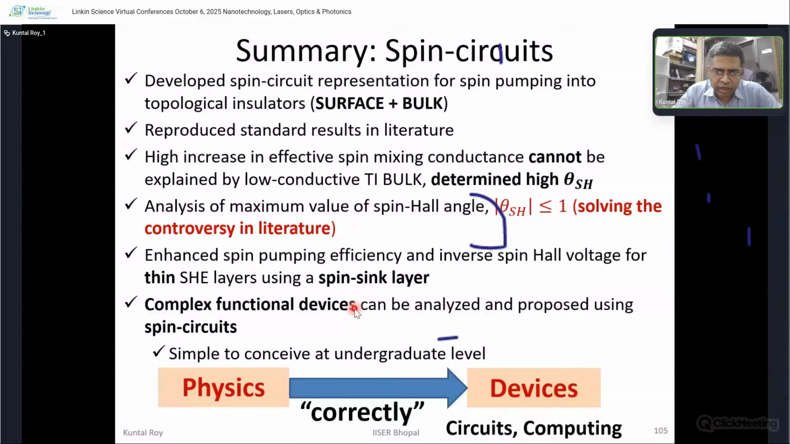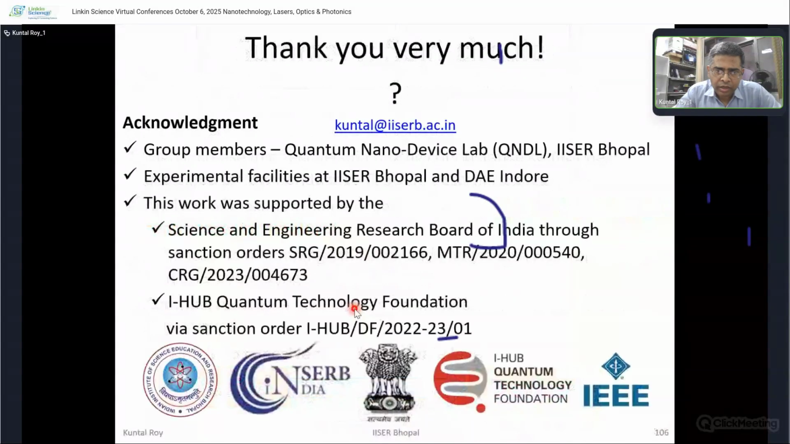Okay, so this brings me to the summary. Basically, we are putting the physics into devices correctly, so that it is possible to interpret the experimental results. And for large scale circuits, it is very important to note that it is not possible to use boundary conditions at different interfaces. We must use the circuit solver for this.